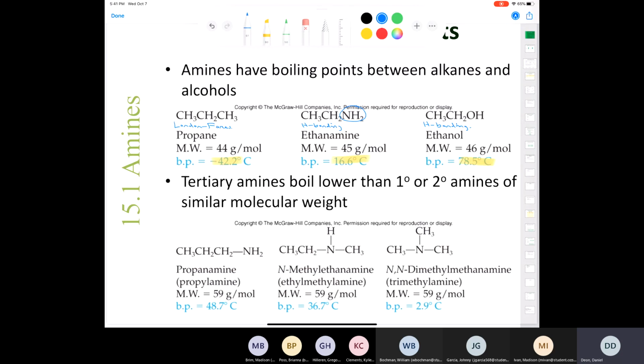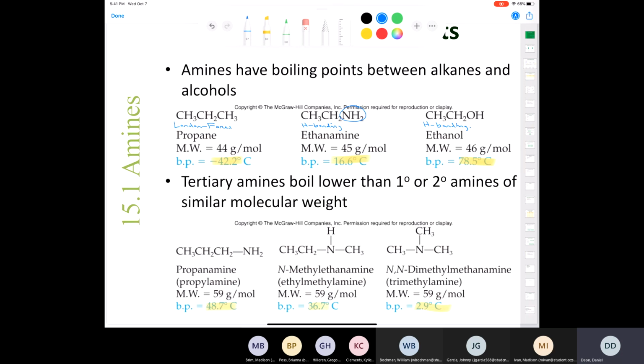But if you look at the molecular weights or the molar masses of all three of these amines, they're all identical. They all have this exact same molecular formula, but there's a variation in their boiling points. We go from 48.7 for the primary amine, we go to 36.7 for the secondary amine, and then we drop all the way down to 2.9 degrees for the tertiary amine.